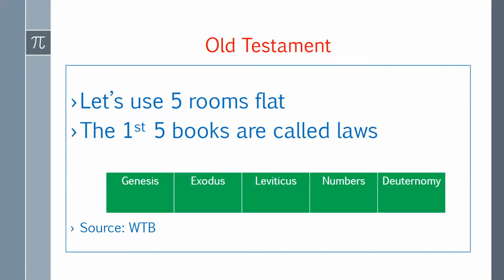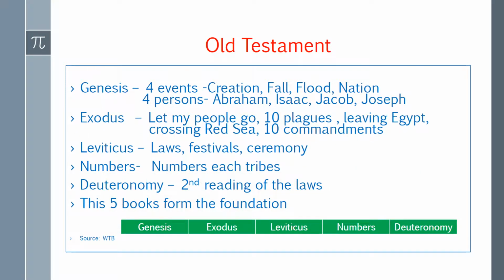The first 5 books of the Old Testament are called Law, namely Genesis, Exodus, Leviticus, Numbers, Deuteronomy. Let's look at them one by one. The book of Genesis basically talks about 4 events: the creation of the world, the fall of man, the flood that happened during Noah's time, and the nation of the Jews. It also talks about 4 persons: Abraham, Isaac, Jacob, and Joseph. So when you read Genesis, all you need to remember is these 4 events and 4 persons.